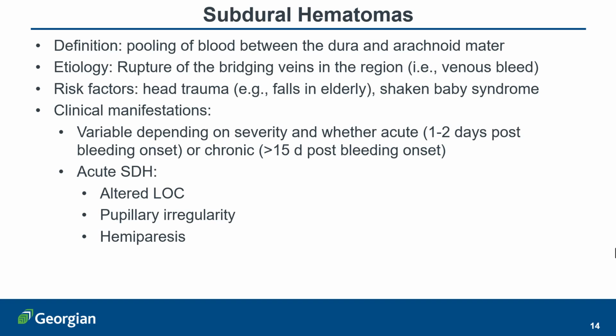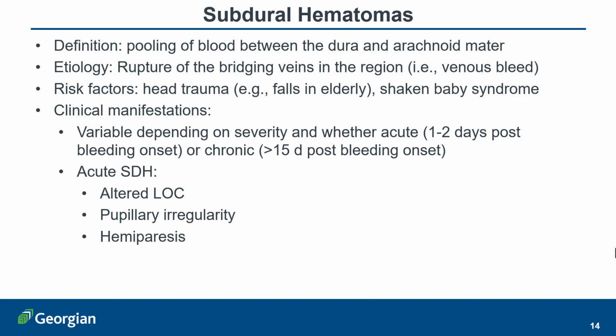Here it's, how should we put this? It's a less than traumatic type of head trauma, so there might not even be any visible injuries. The classic example is falls in the elderly; shaken baby syndrome can also cause a subdural hematoma in those infants. The clinical manifestations of a subdural hematoma are actually quite variable depending upon the severity of the bleed and whether it is an acute or chronic condition. Acute being 1 to 2 days post-bleeding onset, or chronic being 15 days post-bleeding onset. It can be a chronic subdural hematoma because remember, this is a venous bleed that develops slowly. It's not like an epidural hematoma whereby the pooling of the blood occurs rather quickly because it's an arterial bleed.